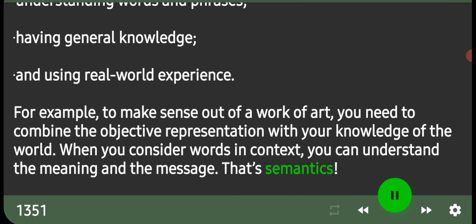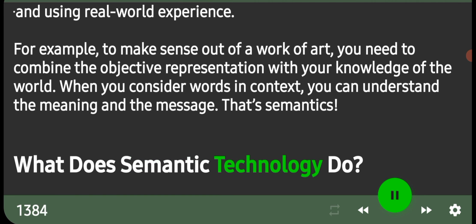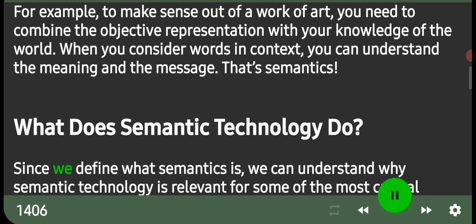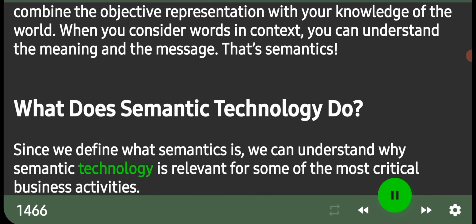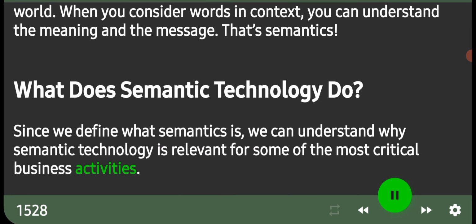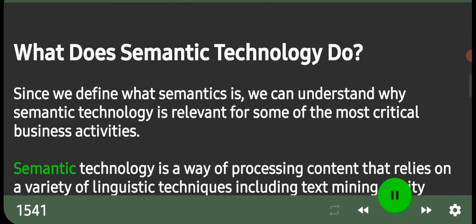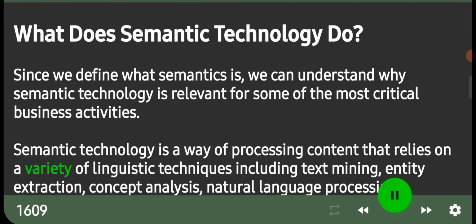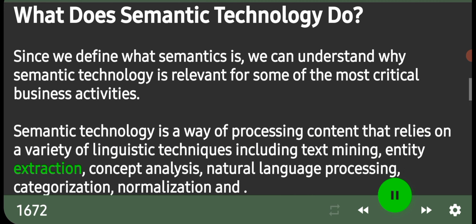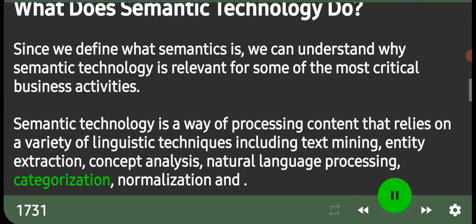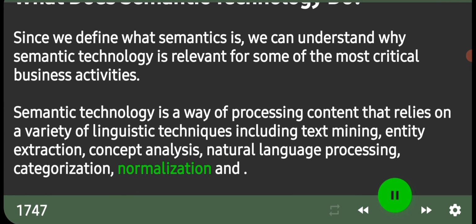That's semantics. What does semantic technology do? Since we define what semantics is, we can understand why semantic technology is relevant for some of the most critical business activities. Semantic technology is a way of processing content that relies on a variety of linguistic techniques including text mining, entity extraction, concept analysis, natural language processing, categorization, normalization and more.